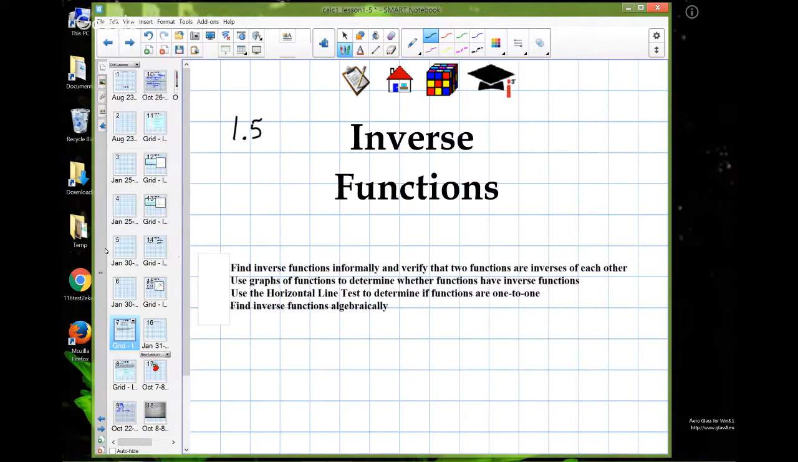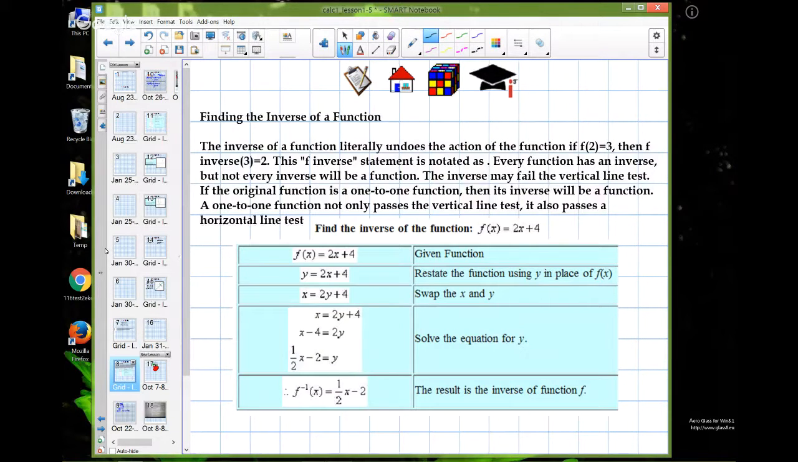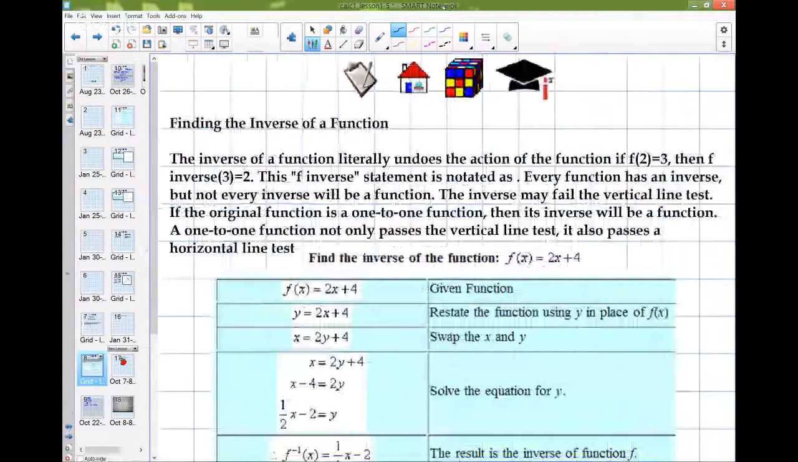So the first thing we'll take a look at is finding an inverse. I'm going to expand this, and the only bad news is we'll have to do a little bit of scrolling here. But anyway, here we go. Finding the inverse of a function, I like the way this puts it: the inverse of a function literally undoes the action of the function.